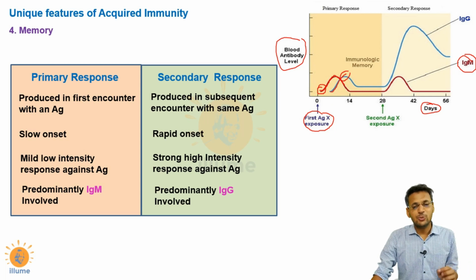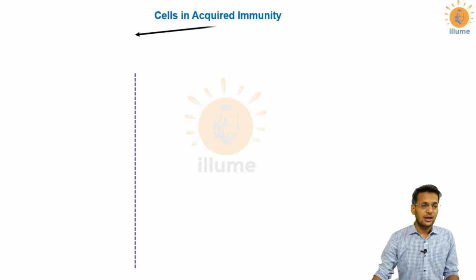But in the secondary response, look at the graph carefully. Even in the secondary response, the concentration of IgM is the same as in the primary response. That means there is no difference in the peak of IgM between the primary and secondary responses. But look at IgG. The concentration of IgG has increased multiple folds in the secondary response. This proves that IgM is the dominant antibody in the primary response and IgG is dominant in the secondary response.